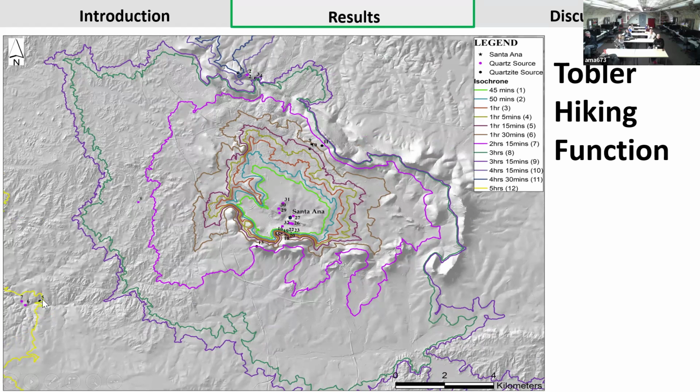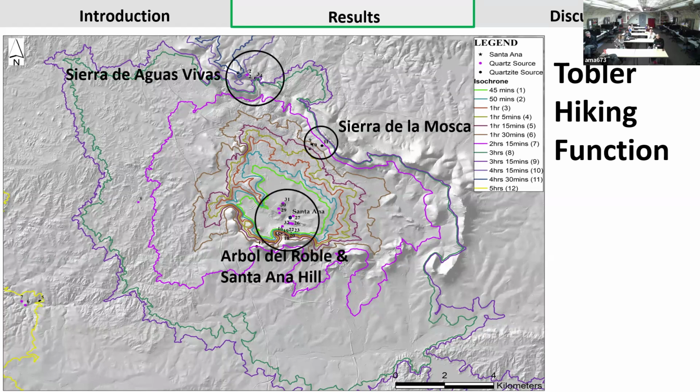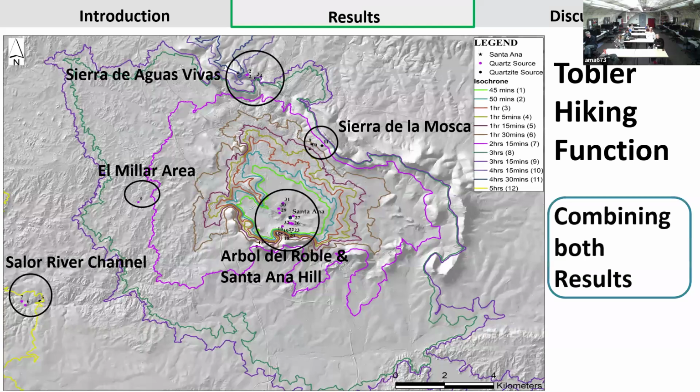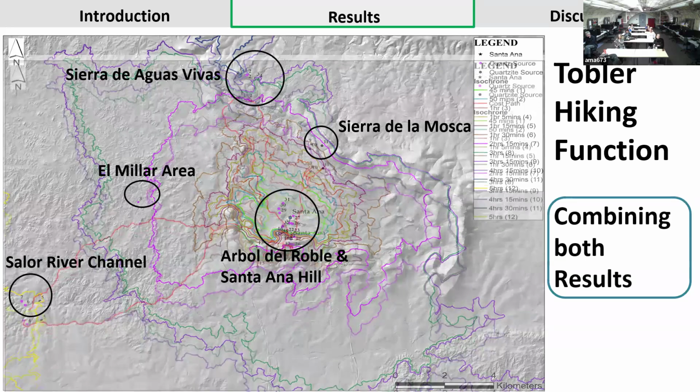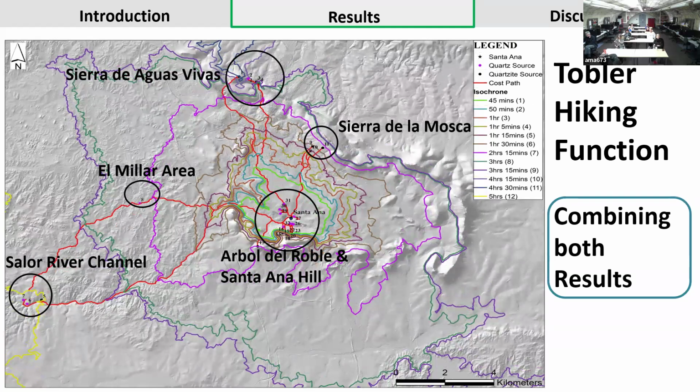This particular source 5, you can see here it's about 5 hours, which is the farthest source from Santa Ana Cave. You have areas about 45 minutes, 50 minutes, 1 hour, depending on the area of the landscape where these sources are located. So Sierra de Agua Bibas area, 4 of them, Sierra de la Mosca, above the Rubble and Santa Ana Hill, the El Millar area, and the Salo River Channel. So what I did was to combine both results, the least cost path analysis and the tabular hiking function, to show the distance and the time it takes from Santa Ana to all these points.